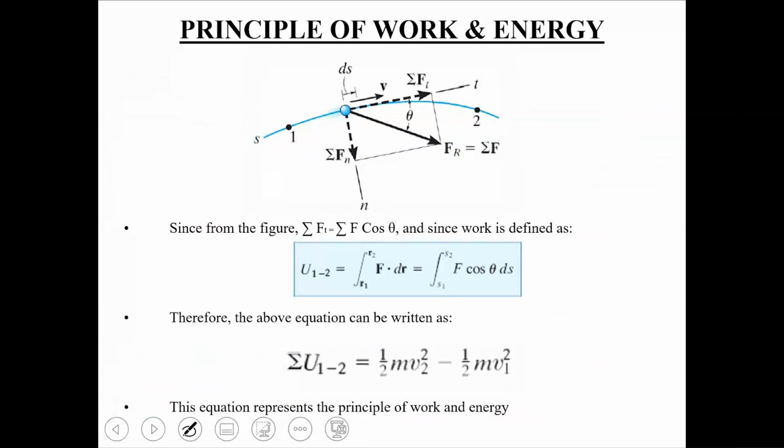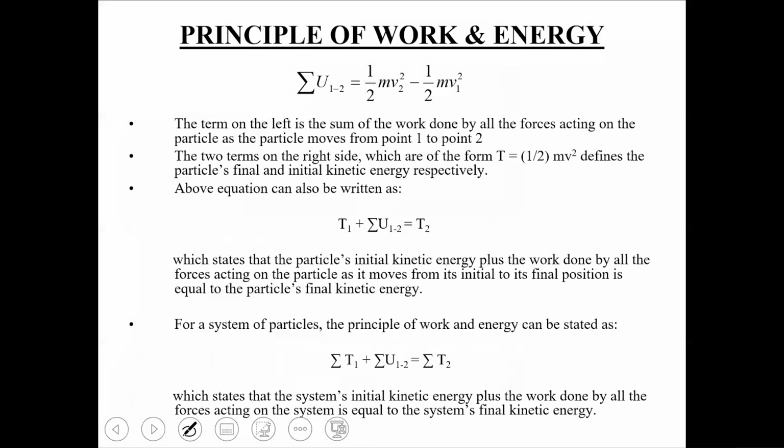What does this principle indicate? We have reached the equation T1 plus summation U1 to 2 equal to T2. This principle states that the particle's initial kinetic energy at position 1 plus the sum of work done by all the forces that are acting on the particle from position 1 to position 2 should be equal to the final kinetic energy of the particle. So this is our principle of work and energy, which says that the initial kinetic energy of the particle plus the work done by all the forces between position 1 and position 2 should be equal to the final kinetic energy of the particle.